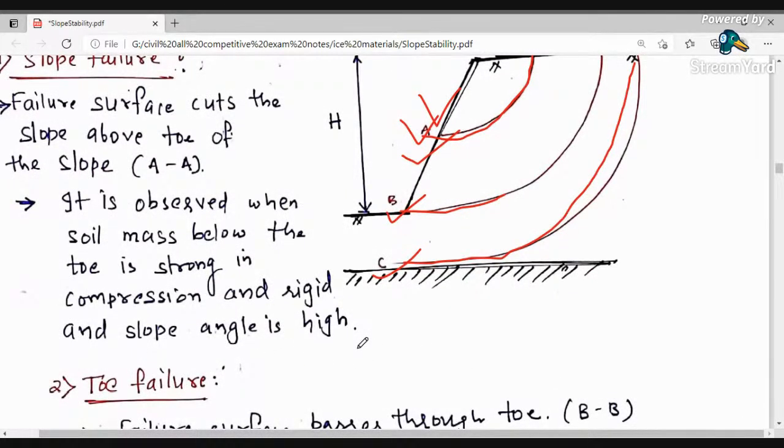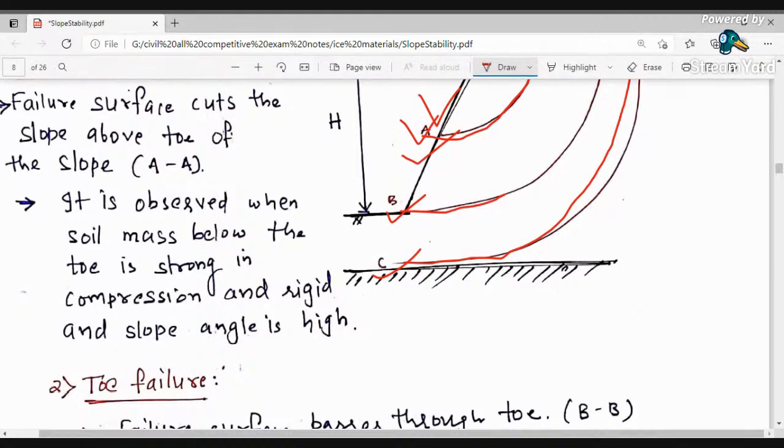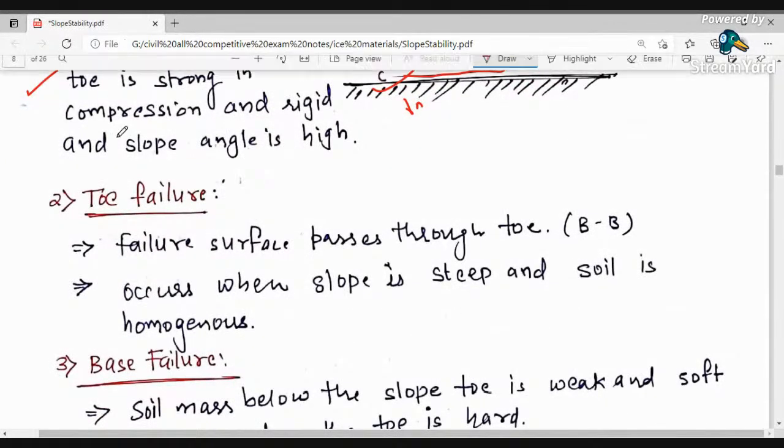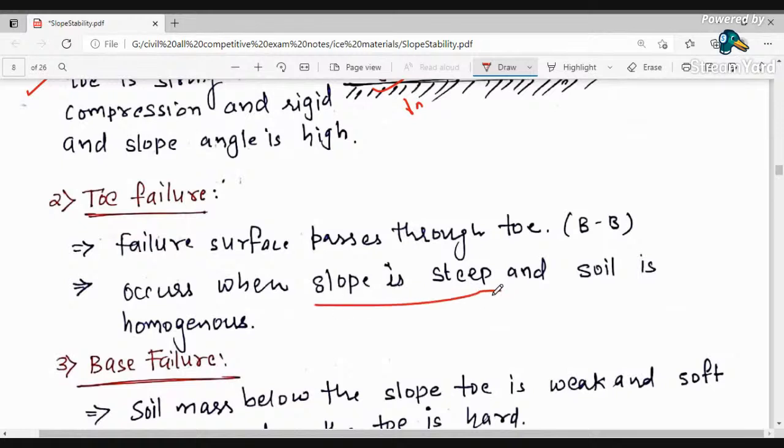If the soil below the toe is basically not strong, then the failure that occurs is known as toe failure. Toe failure is basically when failure happens at the toe. This is the toe and this is the base. It occurs when the slope is steep and the soil is homogeneous. Try to remember, if the slope is very steep and the soil is homogeneous, then it is known as toe failure, right?